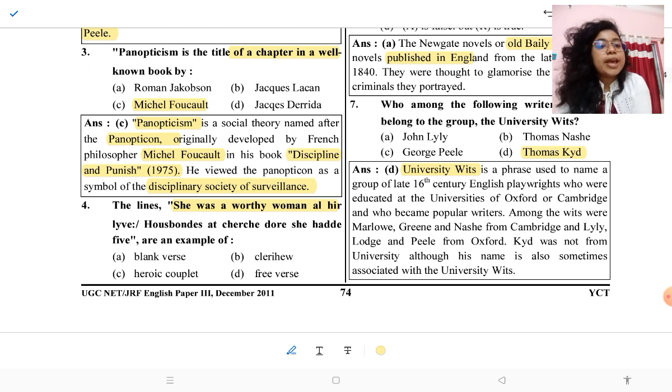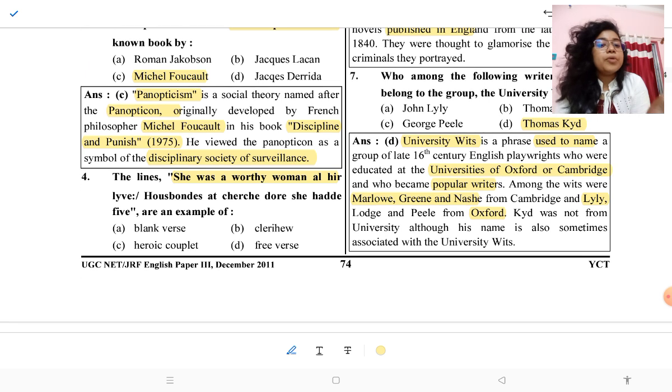University Wits is a phrase used to name a group of late 16th century English playwrights who were educated at the University of Oxford or Cambridge, who became popular writers. Among the wits, Marlowe, Greene, Nashe are from Cambridge, and Lyly, Lodge, Peele from Oxford. So Lyly, Lodge, Peele: you can remember it like that. Kyd was not from a university, although his name is also sometimes associated with the University Wits, as I told you before.